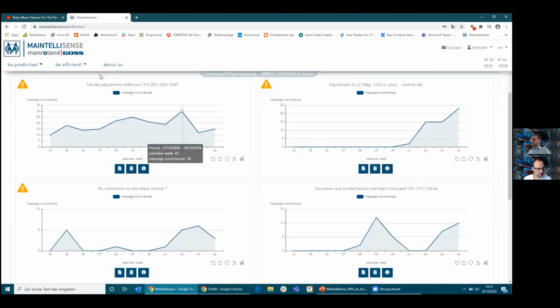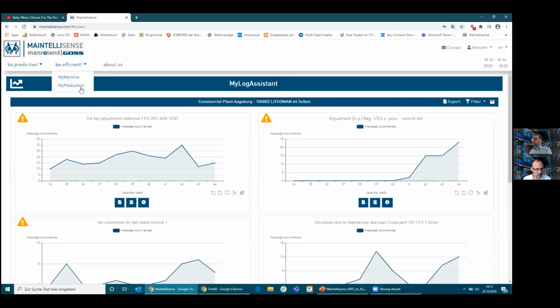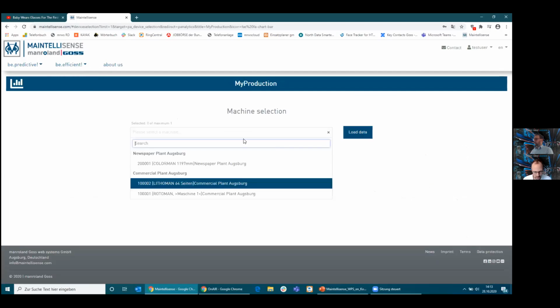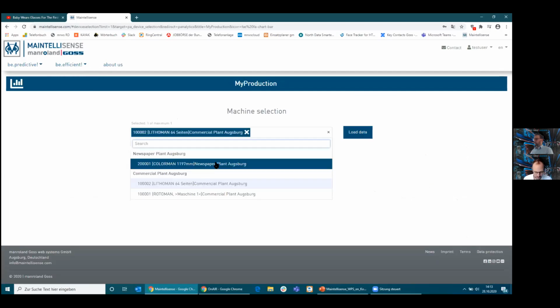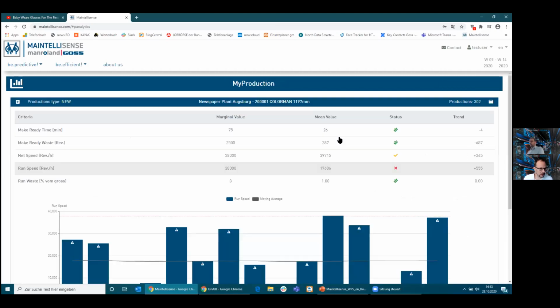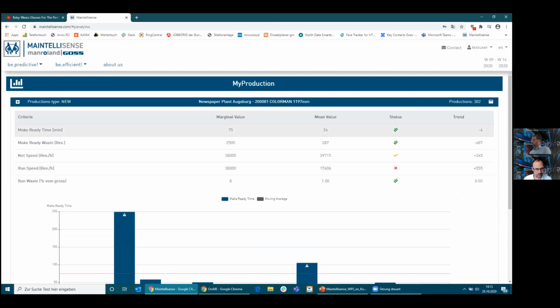But that's not everything. Another tool that we use here, we call My Production, and here as well I select the same one, or no, I think most of you are newspaper people, so I select the newspaper press. What you see here is an idea about some trends in your press. So what is with the make ready time? What is the trend? Okay, it's not too bad here. It's better than the marginal value.